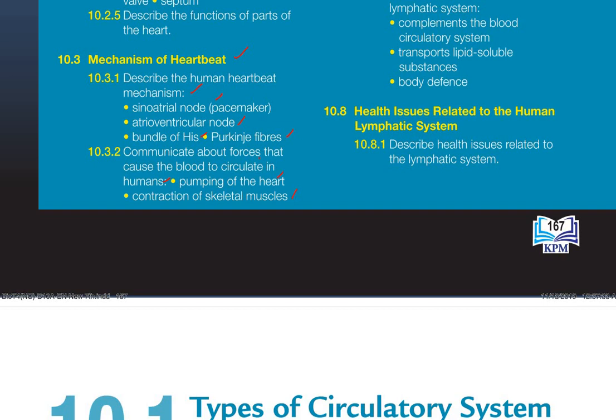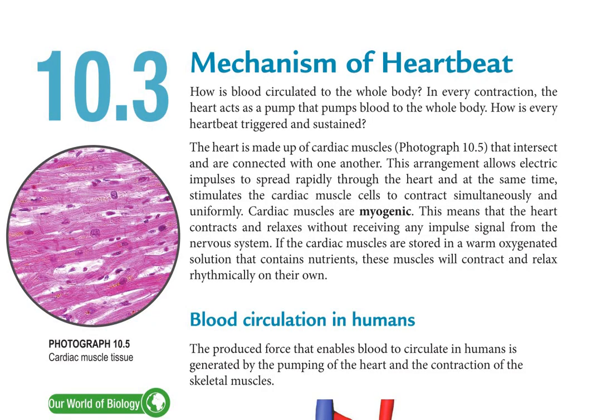Okay, so let us move on to the first topic. 10.3 mechanism of heartbeat. How is blood circulated to the whole body? In every contraction, the heart acts as a pump that pumps blood to the whole body. How is every heartbeat triggered and sustained? So, how does the heartbeat actually help to circulate the blood to the whole body?